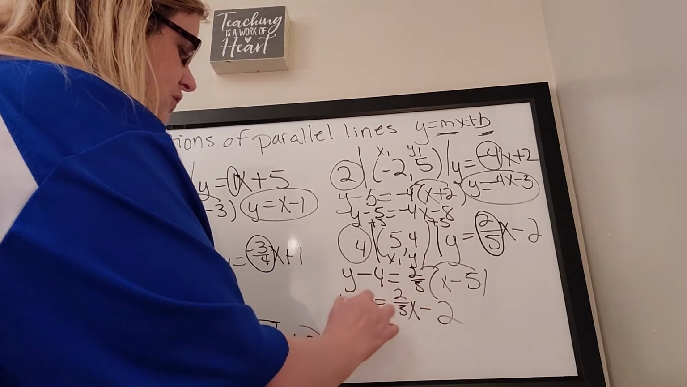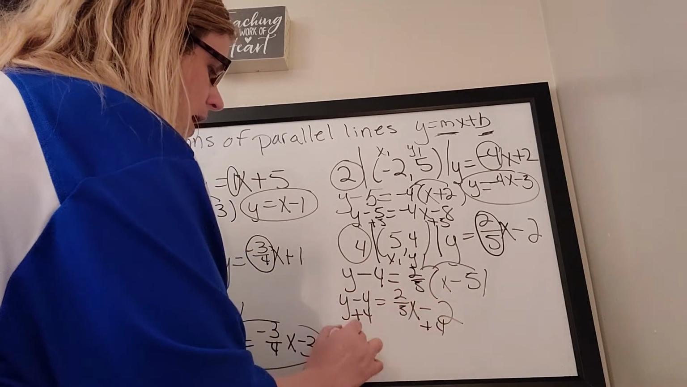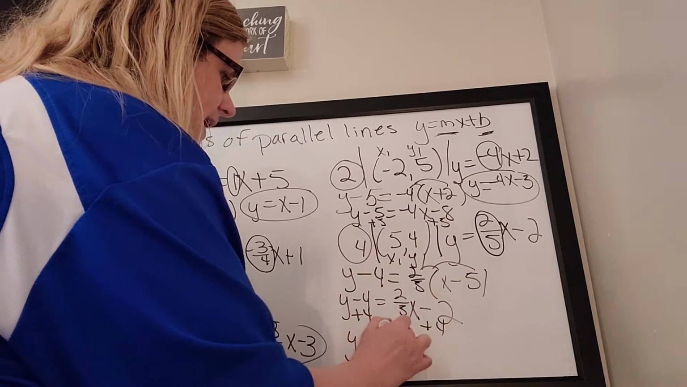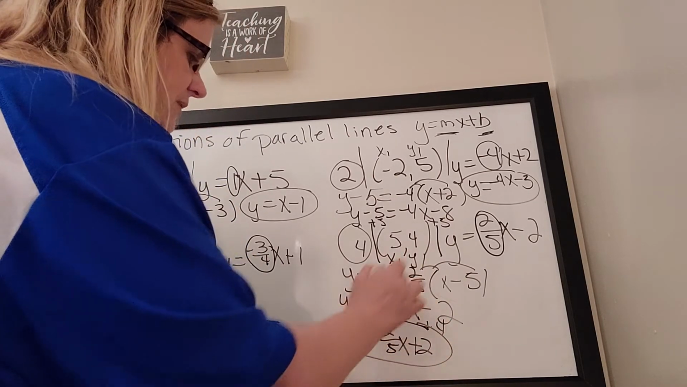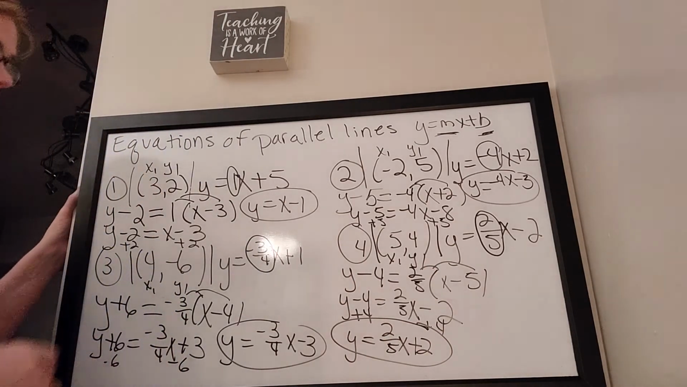Need y by itself, so add 4. Y equals 2/5 x plus 2. Both have the slope of 2/5, so they are parallel.